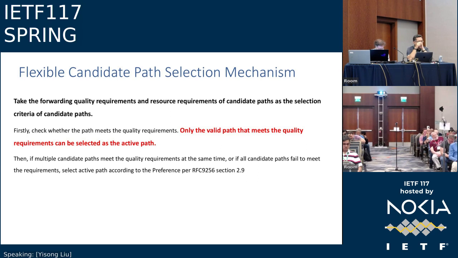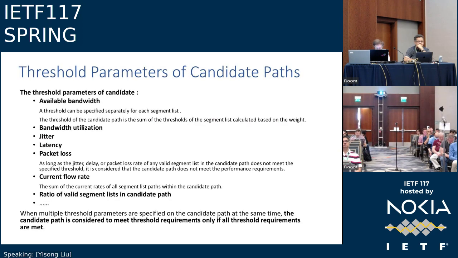Secondly, if multiple candidate paths meet the quality requirements at the same time, or all fail to meet the requirements, we select the active path according to the normal rules in RFC 9256 section 2.9, like the preference and the protocol origin, etc.